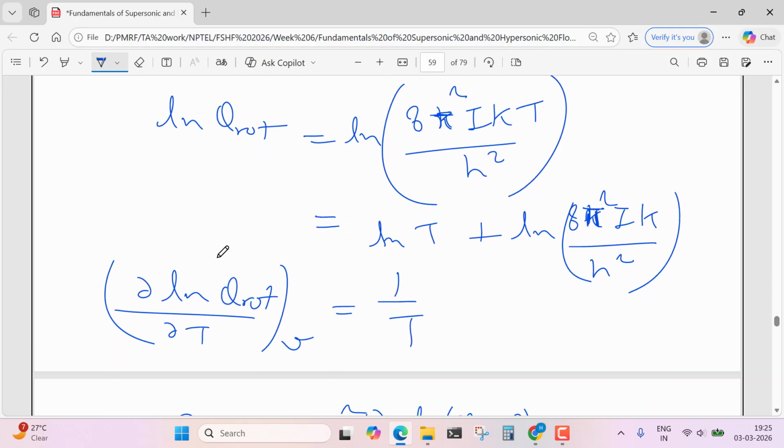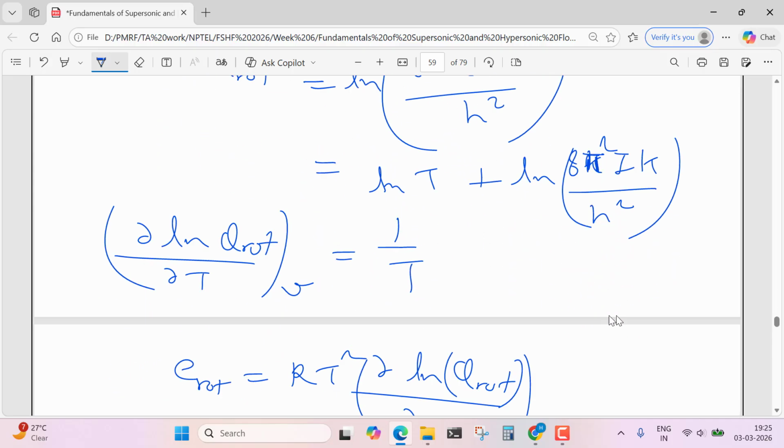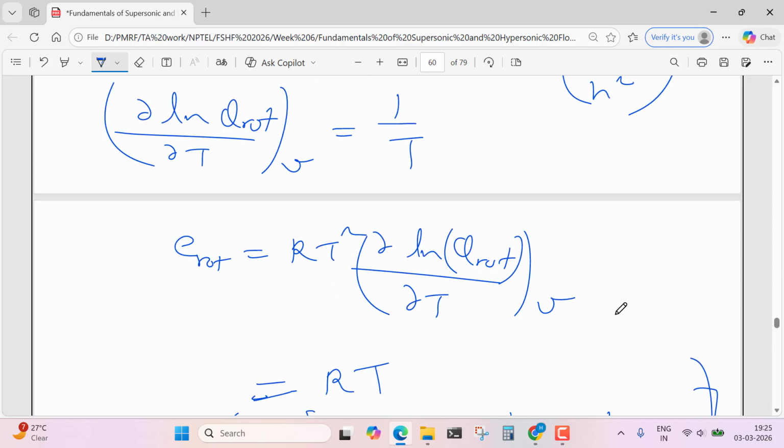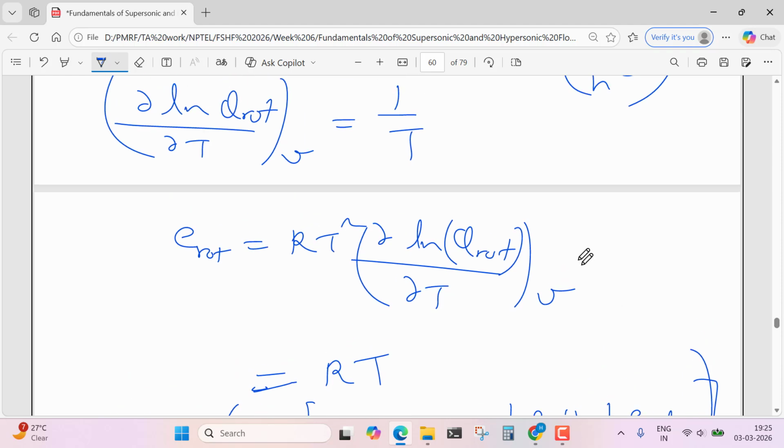If we take its derivative with respect to T at constant volume, we'll get 1 upon T. So we'll substitute this in the E rotational formula, which was RT square dou log Q rotational upon dou T at constant volume, which will give us RT.